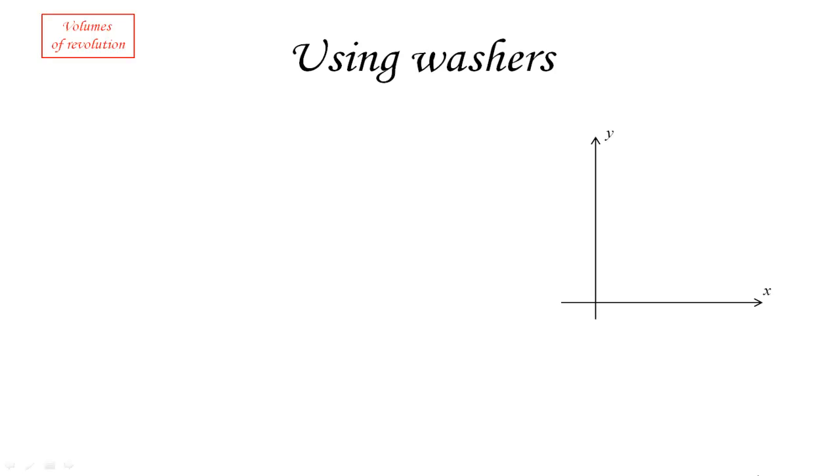So if we're dealing with a solid region that actually has a hole, because it's obtained by rotating a region around an axis which is not part of the boundaries, this is how we do it. First of all, we start with the region.